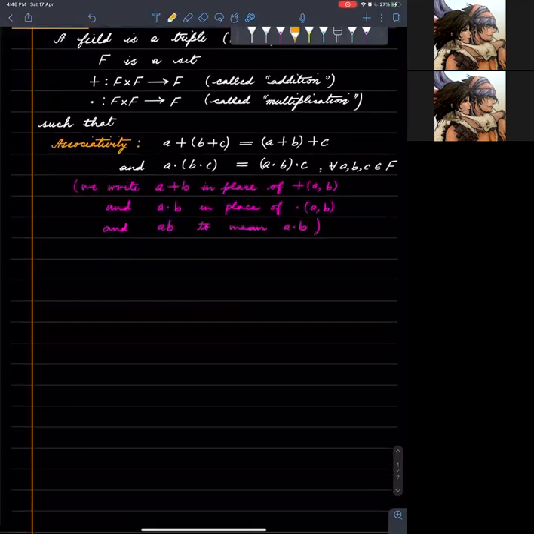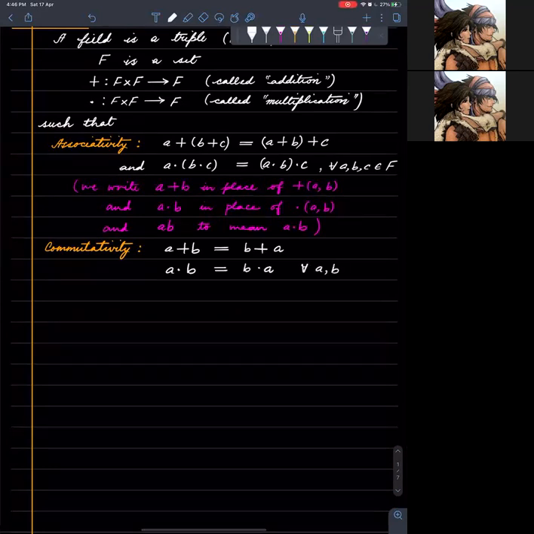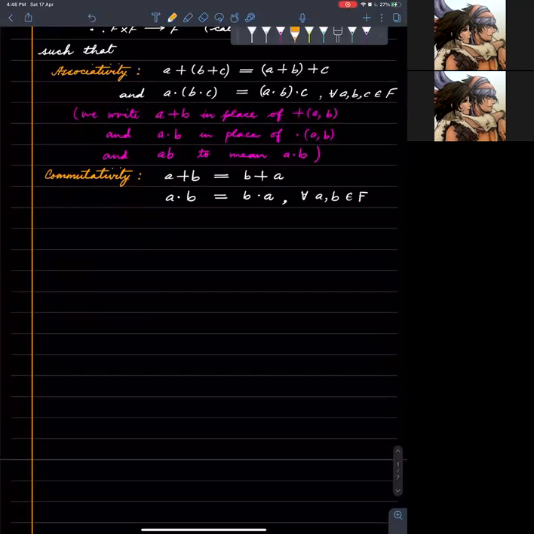So we require this associativity property, and we require commutativity, which means that A plus B is equal to B plus A, and A dot B equals B dot A for all A, B in F. And we require the existence of identities, additive and multiplicative identities.